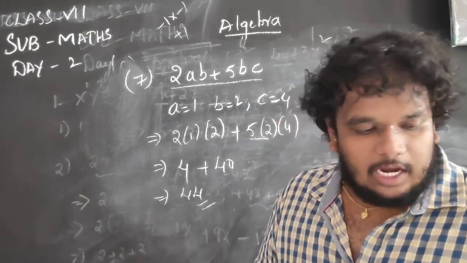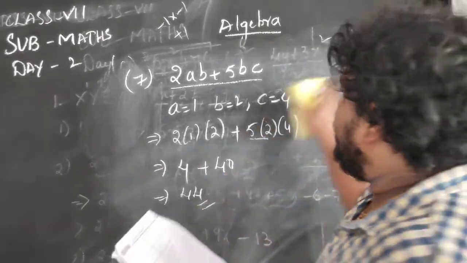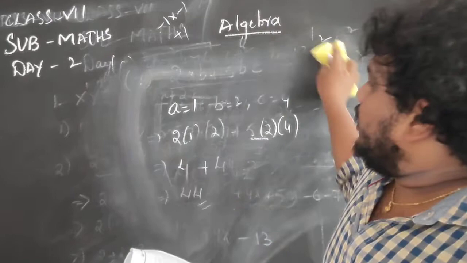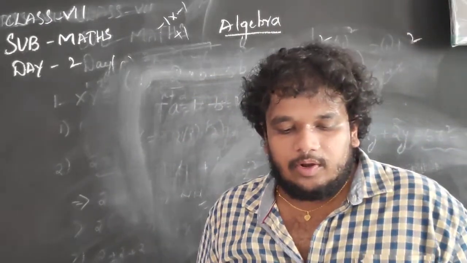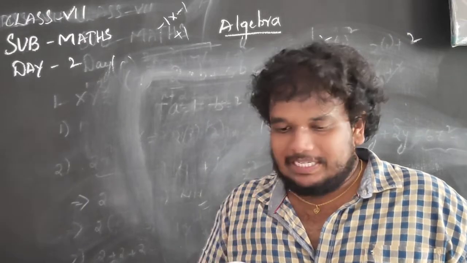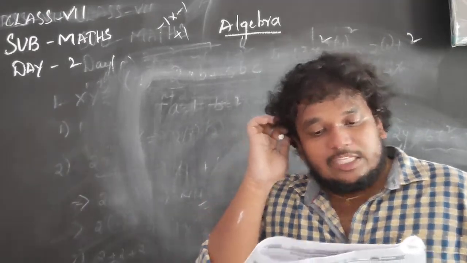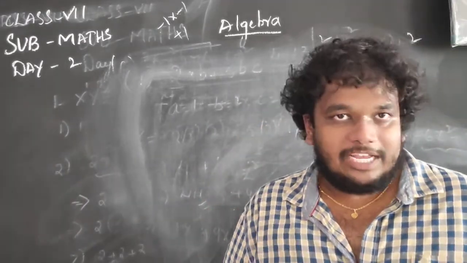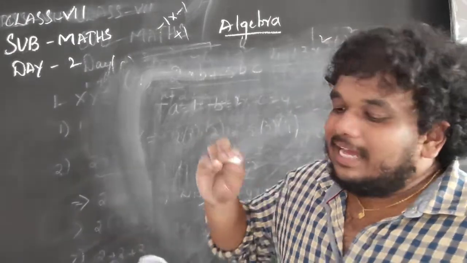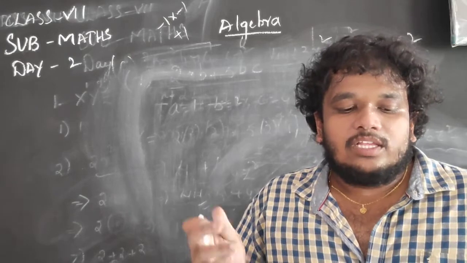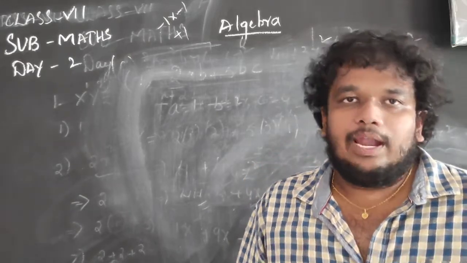Is it clear? Now we'll see the 8th question, a very important question. You have to know what consecutive numbers are. Express the following statement as an algebraic expression: 13 is subtracted from the sum of two consecutive numbers.